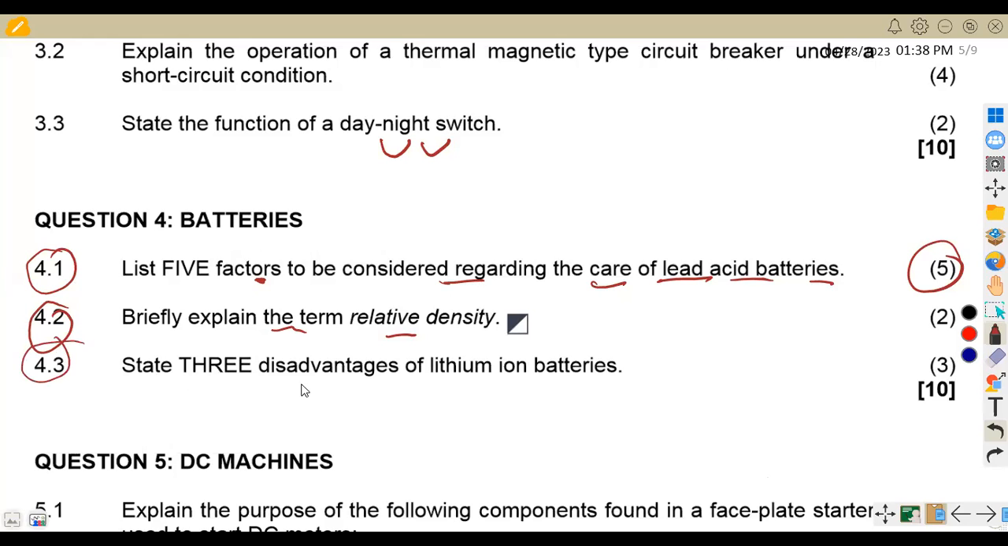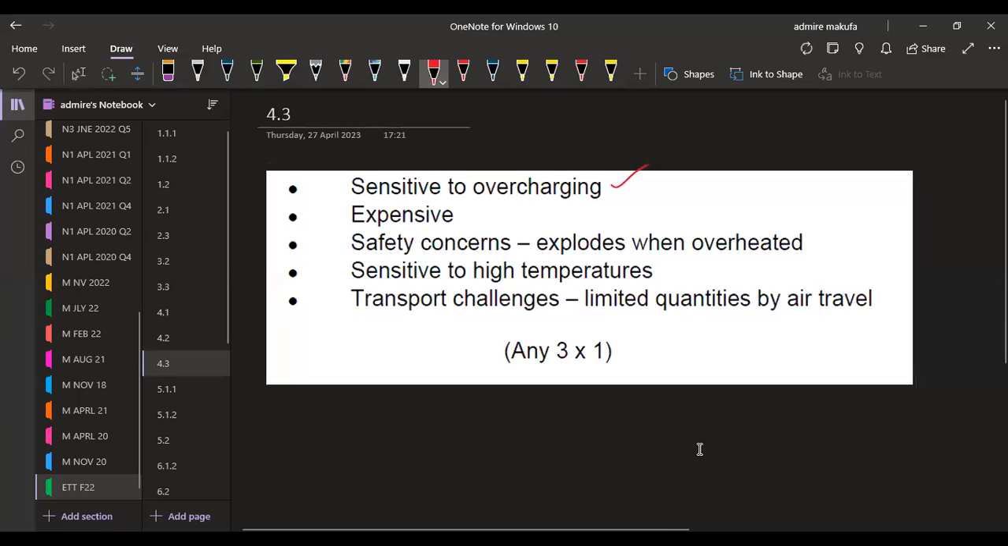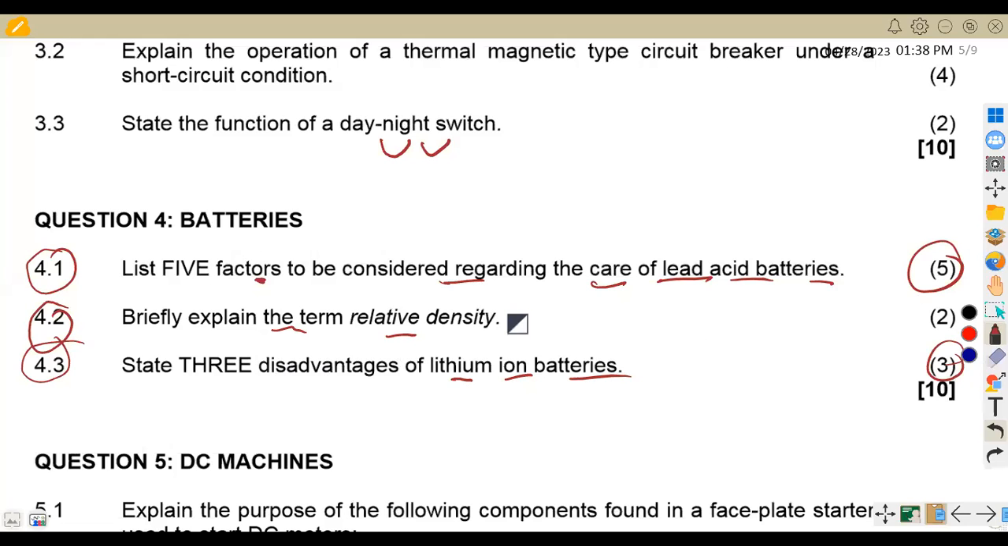Then to state 3 disadvantages of lithium ion batteries. That's 3 marks. Like I was saying, this one is also a repetition from the same year 2022. All right. So the disadvantages that we have are sensitivity to overcharging. It is expensive. Safety concern, that is it explodes when overheated. So in terms of safety, it actually needs a tight circuit because it can explode when it is overheated. Okay, it is sensitive to high temperatures. Also, transport challenges, limited quantities by air travel. So in terms of transporting, there are so many challenges in this part. So any 3 was actually going to be acceptable on the disadvantages of lithium ion batteries.